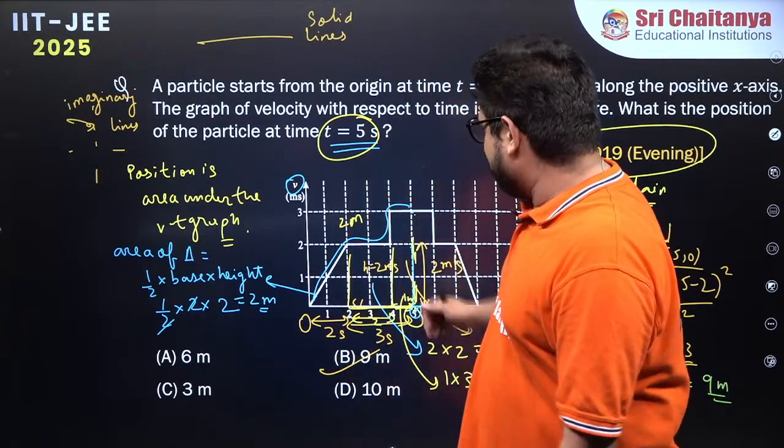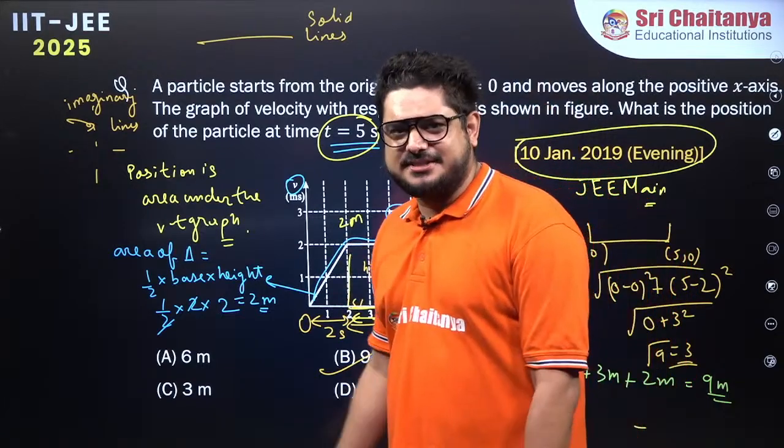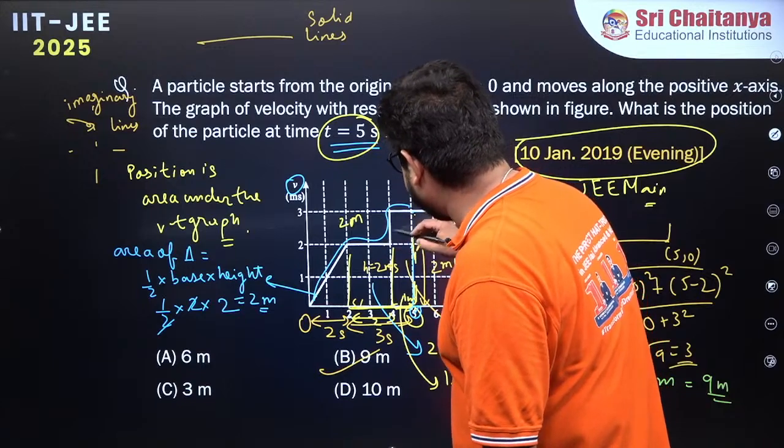So now what I'm going to do is, you need to calculate the area of this triangle first, and then you need to follow the solid line. You have two rectangles, isn't it?